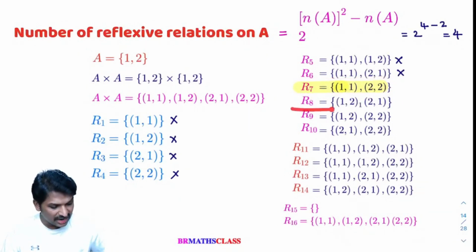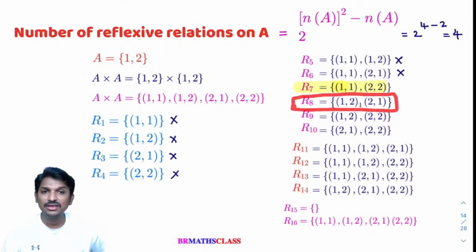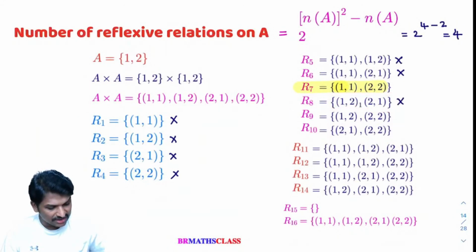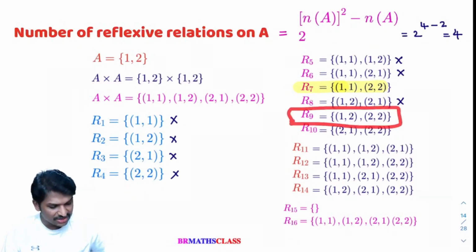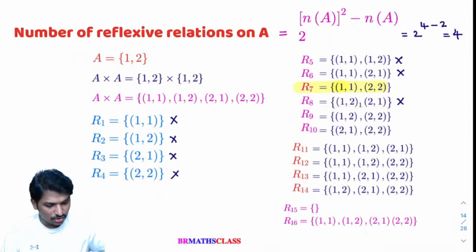Okay. You observe this R8. Is it reflexive? In this, 1 comma 1 is not there, so this relation is not reflexive. You observe this R9. Is it a reflexive relation? Set A contains 1, but 1 comma 1 is not in this, so R9 is not reflexive. You observe this one: even though 2 comma 2 is there, 1 comma 1 does not belong to this relation. That's why this is not a reflexive relation.